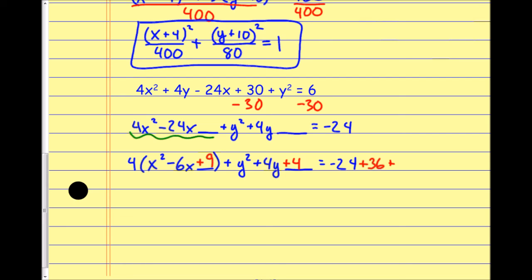And now I simplify this thing. This guy factors into an x minus 3 squared. This one factors into the y plus 2 squared. Over here, I just add all these together. Looks like it gives me a 16. And now the last thing I have to do is get a 1 over here, so I'm going to divide each side by the 16.